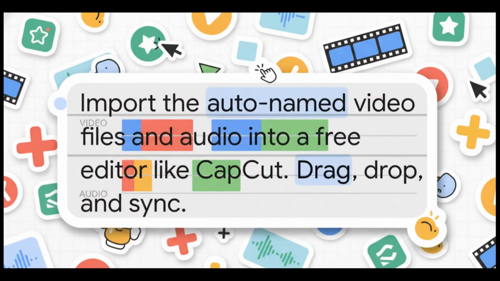The final step is probably the easiest part of the whole thing. That Grok tool automatically names and downloads all your video files in order. So you just drag those clips and your voiceover file into a free editor like CapCut, line them up, and you're done. Drag, drop, sync, and export.